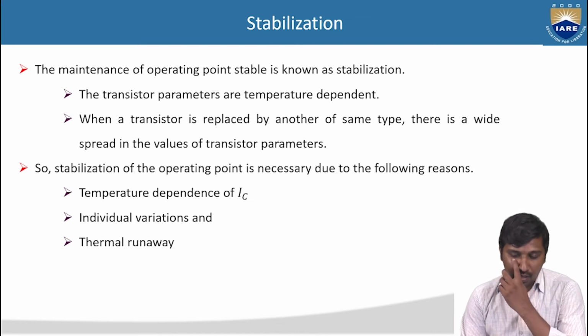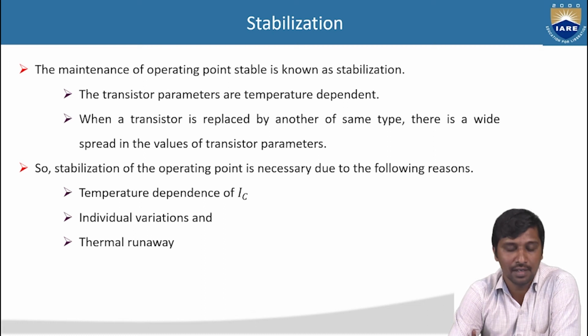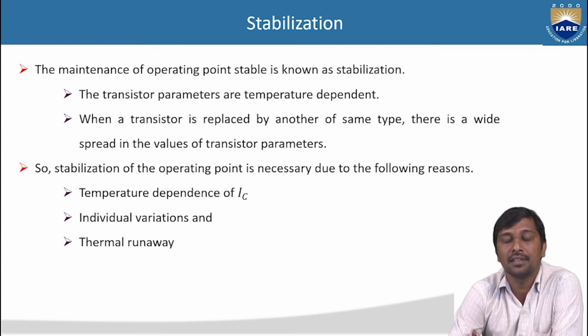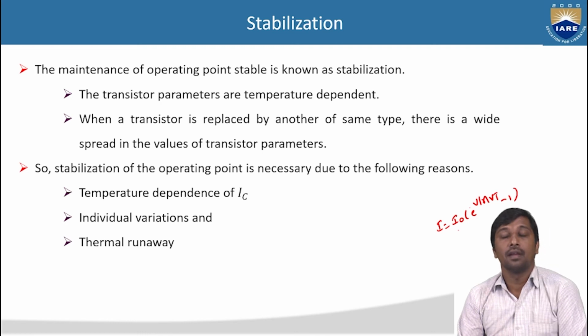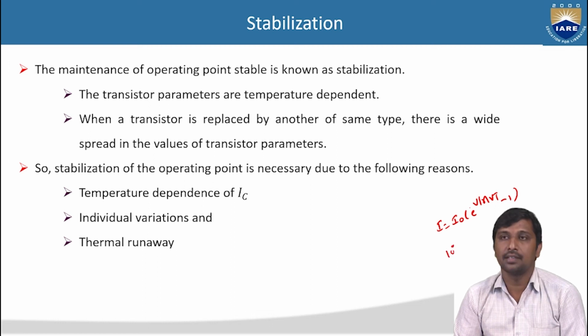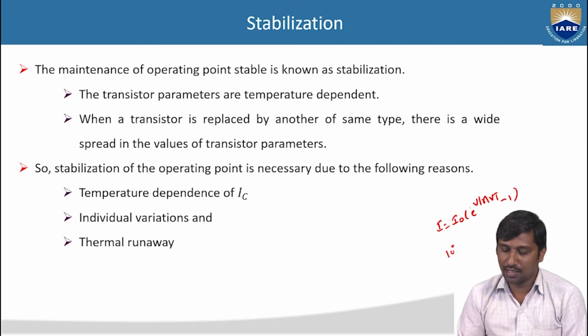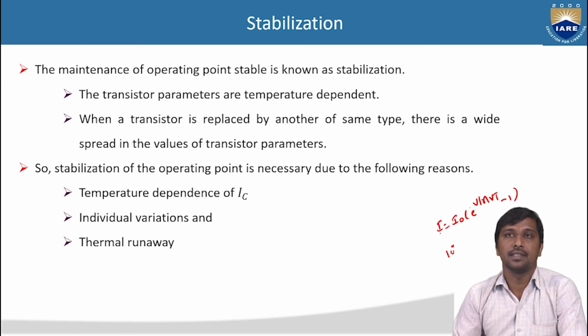The next aim is that we need to maintain that operating point stable. Why? Because the transistor parameters are temperature dependent, as per semiconductor principles. For every 10 degrees centigrade, the reverse saturation current becomes double. If you observe the diode current expression, I is equal to I naught into e power V by eta times Vt minus 1, where I naught is the reverse saturation current. So for every 10 degree centigrade, the reverse saturation current becomes double.